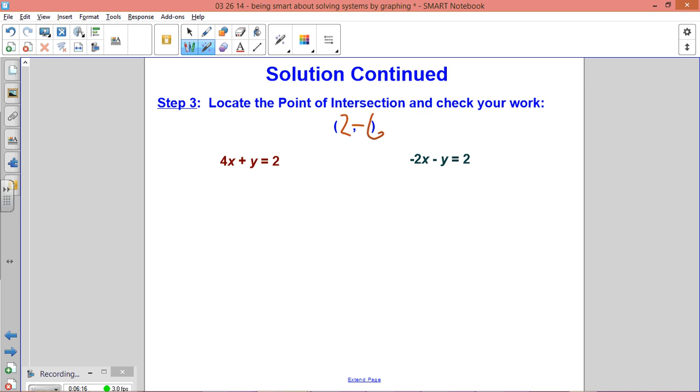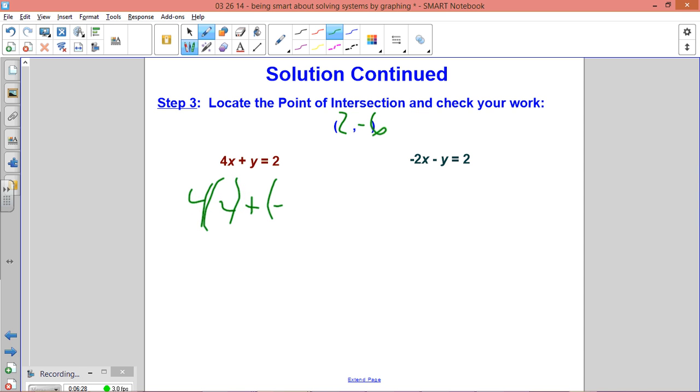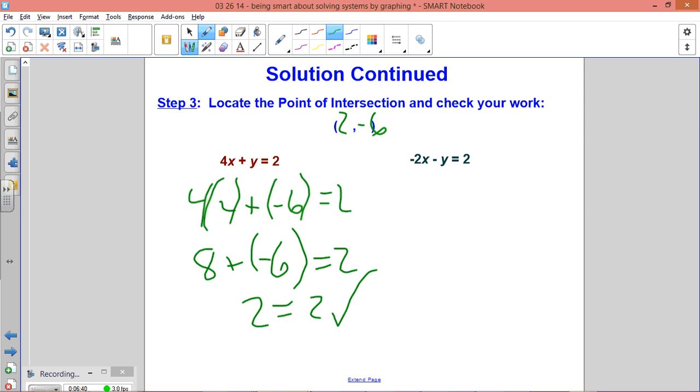So I do 4 times 2 plus, oh, I'm still on my magic pen, great. So 2, -6. I'm going to do 4 times 2 plus -6 equals 2. And I need to check that. 4 times 2 is 8 plus -6. 8 plus -6 is just 2, so 2 equals 2, and I know I'm good on that one.